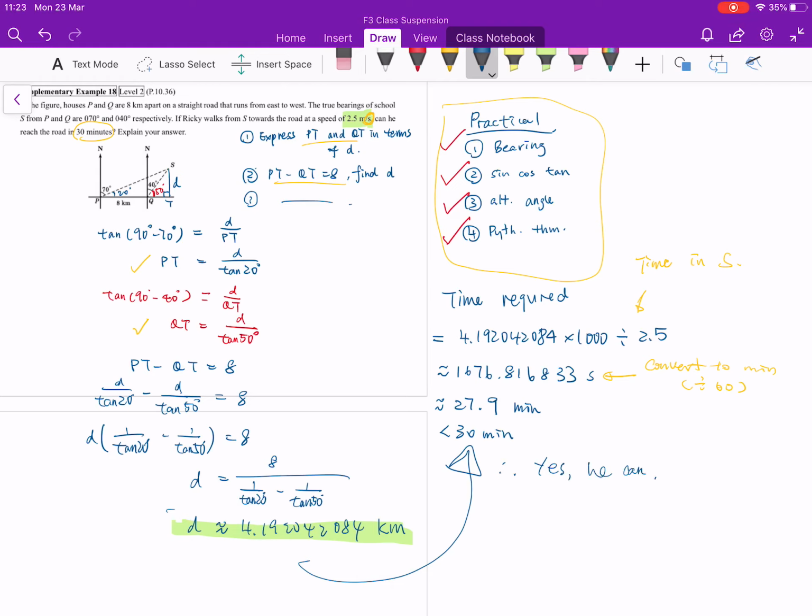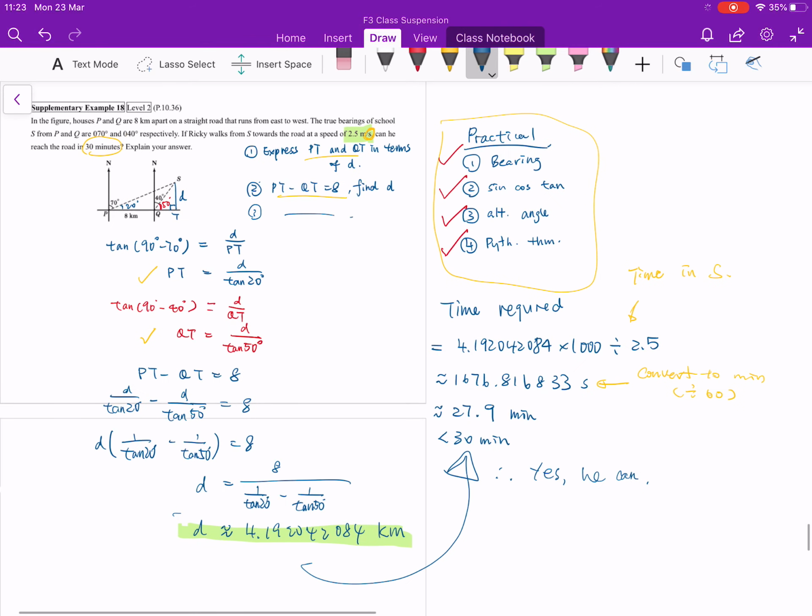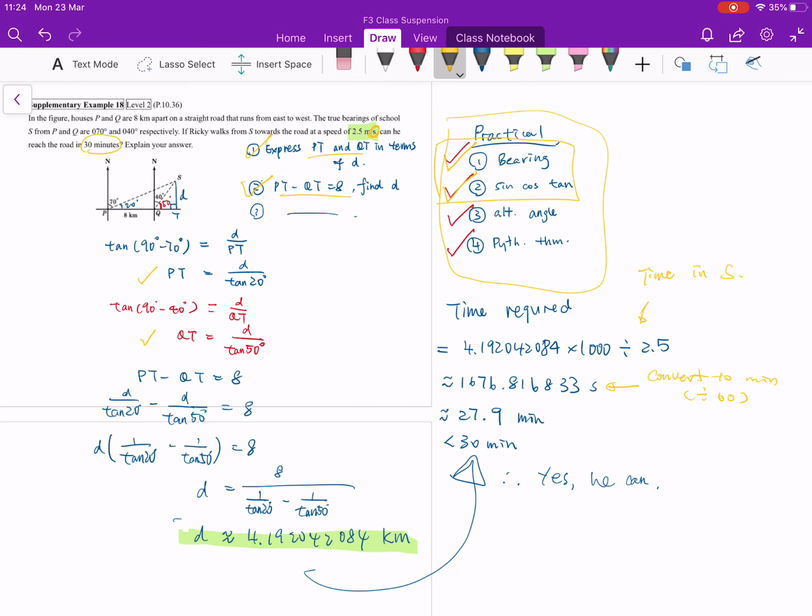Okay, so this is the full solution of example 18, and you can see that in this example we used bearing, we used sine, cosine, tangent, and just these two. But a typical difficult question you need to do in these two steps. Okay, this is not the first time you see it, so try to learn it.